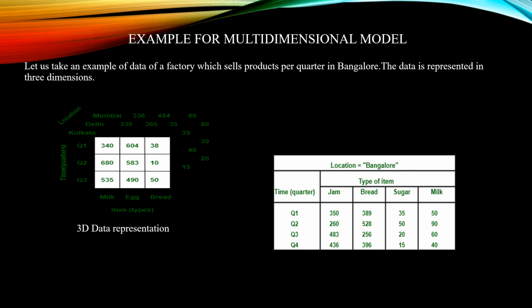And here is the cost of the different dimensions of the items, which are sorted according to the kind of items which have been sold. Here it is a 3D data representation where the time quarter is from Q1 to Q3 and the locations are Mumbai, Delhi and Kolkata, and here is the cost organized into quarters and the dimension of the data sorted according to the kind of item which has been sold. Here the facts are represented in rupees. So here it is a 3D representation of the factory's sales per quarter in Bangalore.